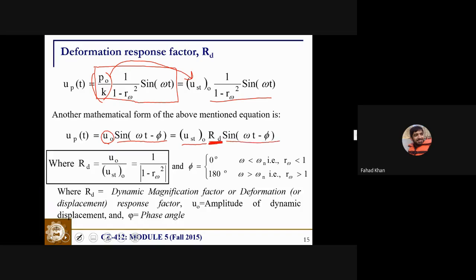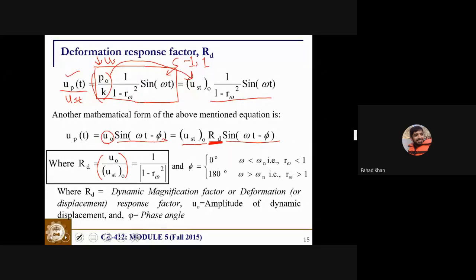omega t, where RD is basically equal to the ratio of the dynamic displacement to the static displacement. So let's assume that this is our dynamic displacement and this is our u static. If you divide both sides by u static, you will get 1 divided by 1 minus r omega square into sine omega t. The sine omega t value changes from -1 to 1, so it really is not of much significance here.